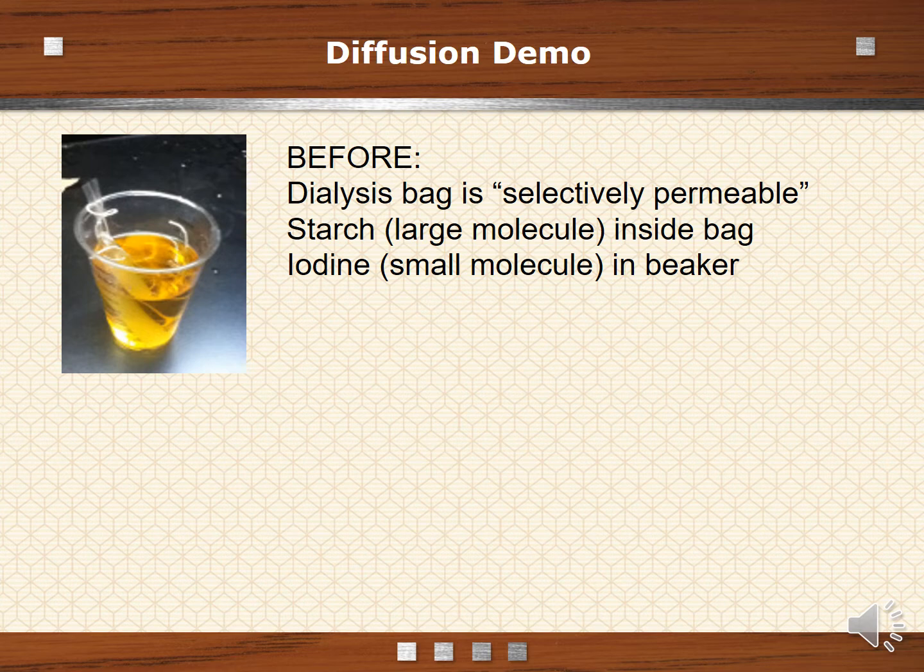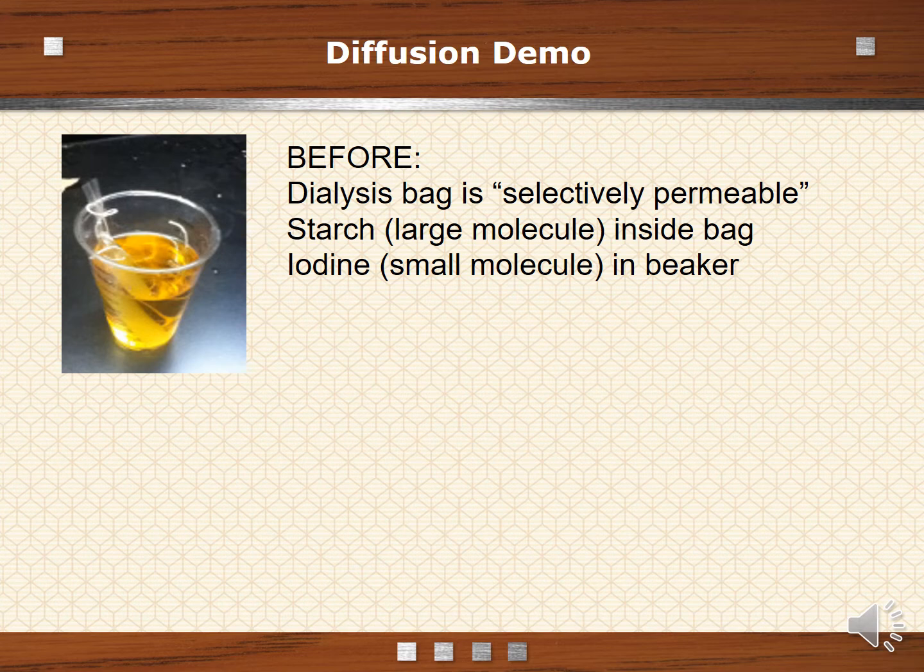So let's look at this diffusion demo. In this image, we have a dialysis bag. A dialysis bag is some dialysis tubing that's tied at two ends. Dialysis tubing is selectively permeable like the cell membrane. It is selectively permeable by size. So large molecules cannot go through the bag, but small molecules can.